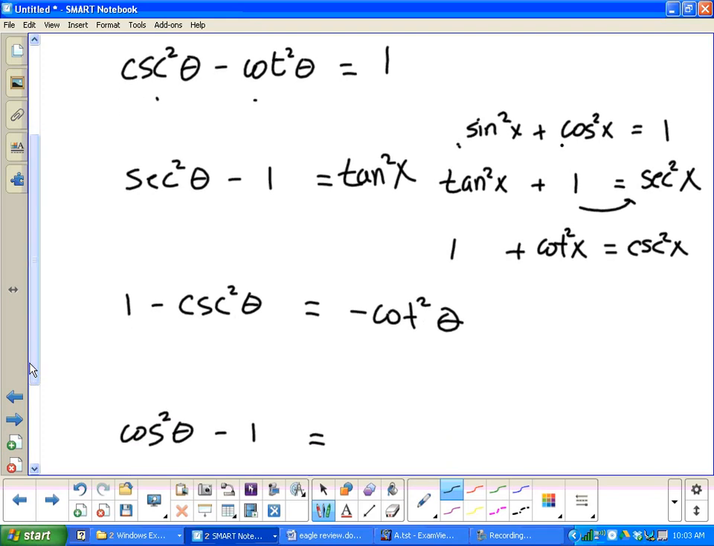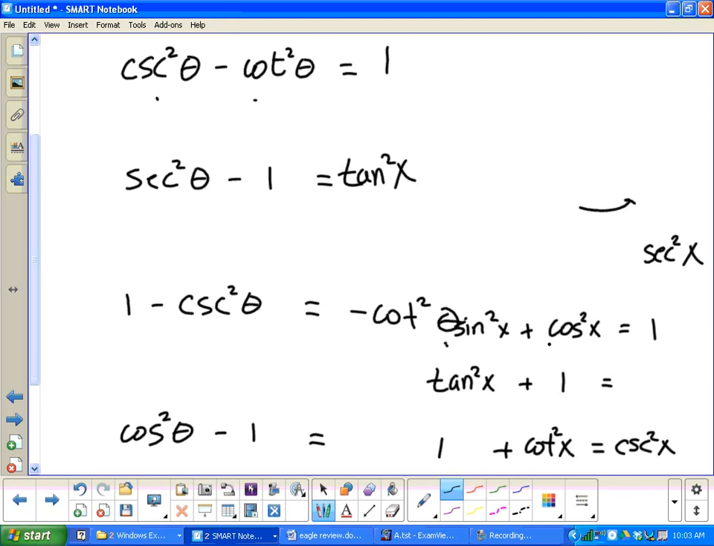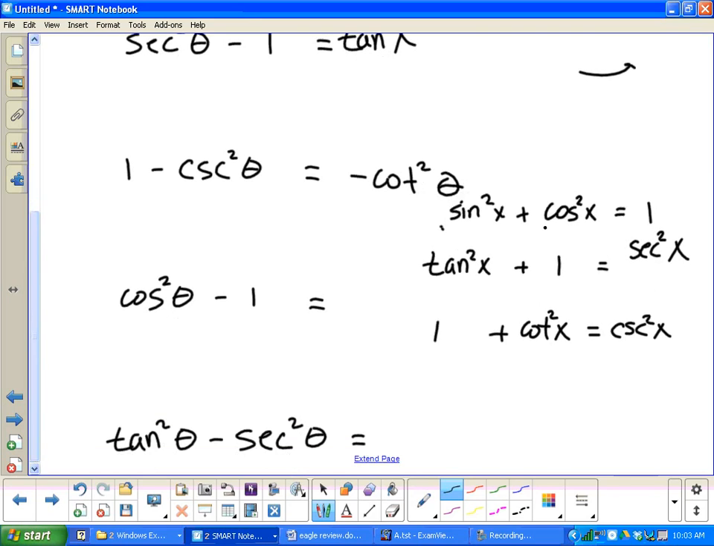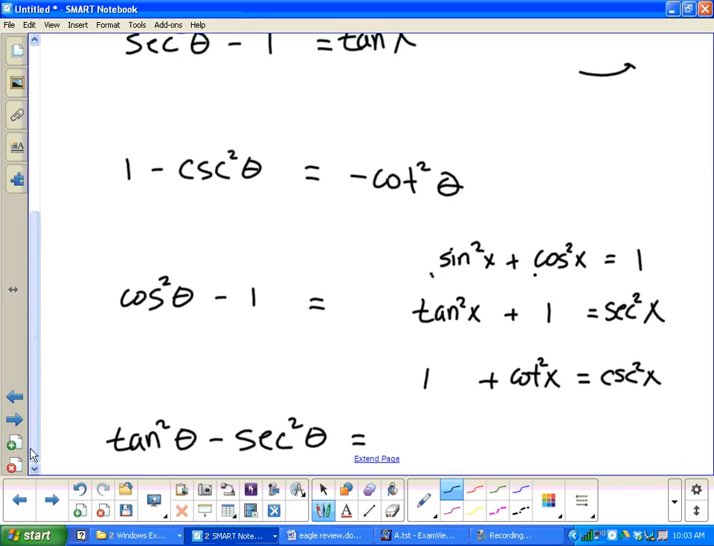Let me bring them down here. All right, here we go. All right, this one's pretty easy. Cosine squared minus 1. Well, not that easy. What's that one? Negative sine squared. Okay. All right, talk to me. Do I need to explain that one a little better? Okay. All right, tangent squared. Let's do the last one. Tangent squared minus secant squared. Yeah, negative 1.